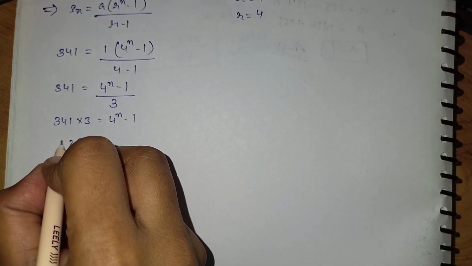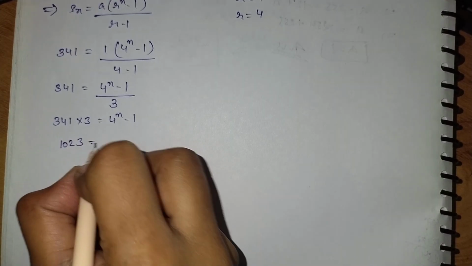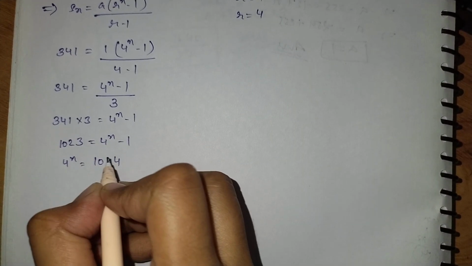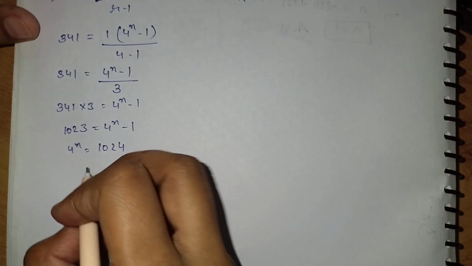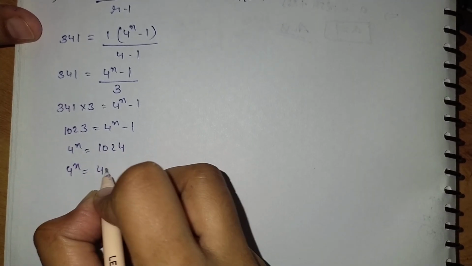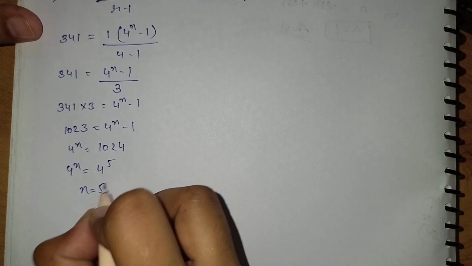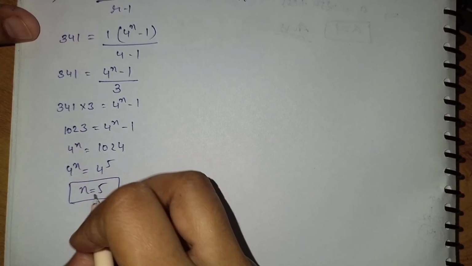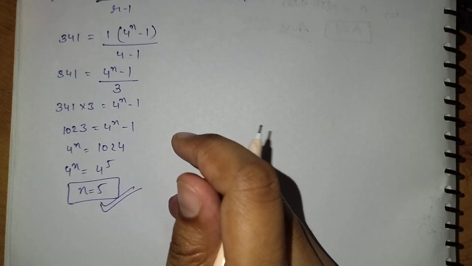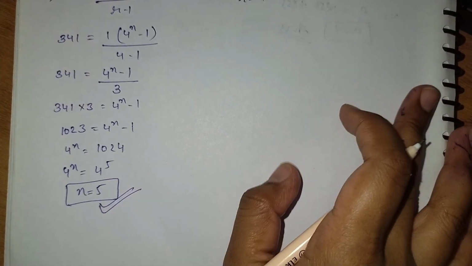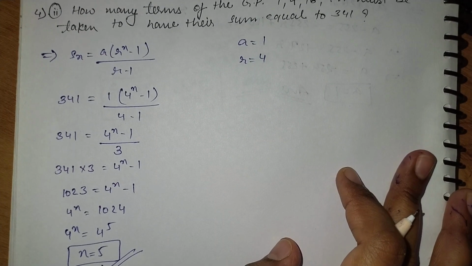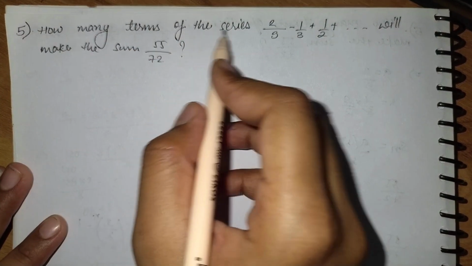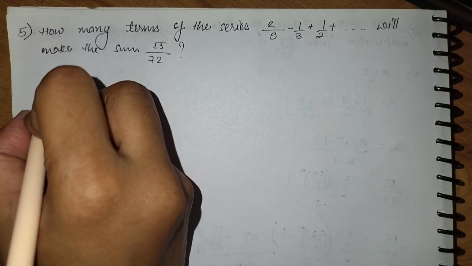That will become 1023, plus 1 equal to 4^n. 4^n will become 1024 here. So this will become 4^n as 4^5. Comparing this, the number of terms is 5, whose sum is equal to 341. Means the number of terms is 5 in this question. And this is the solution of question number 4, second part. Now let us solve question number 5. We have to find how many terms of the series will make the sum 55 by 72.